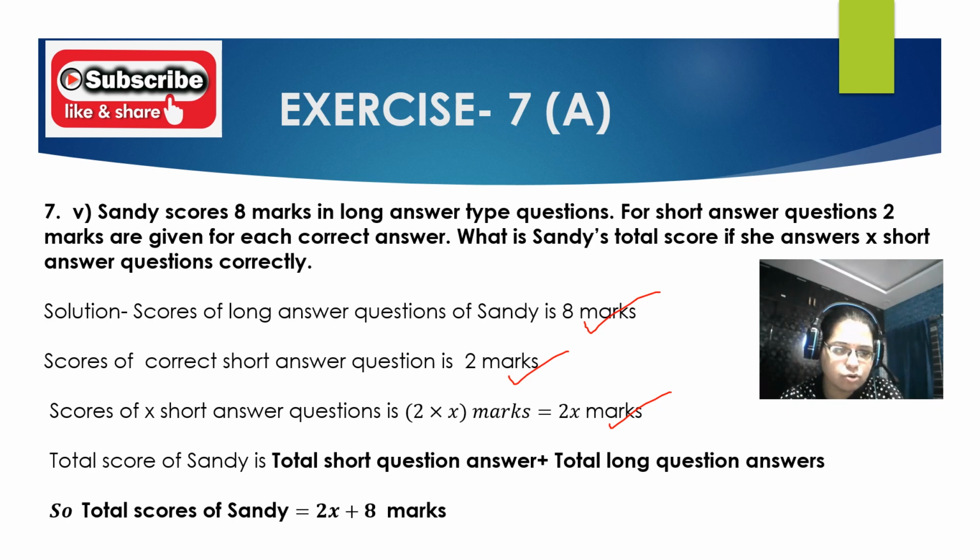So the total score of Sandy is total short answer score plus total long answer score. Total short answer score is 2X and total long answer score is 8. So 2X plus 8. The total score of Sandy is 2X plus 8 marks.